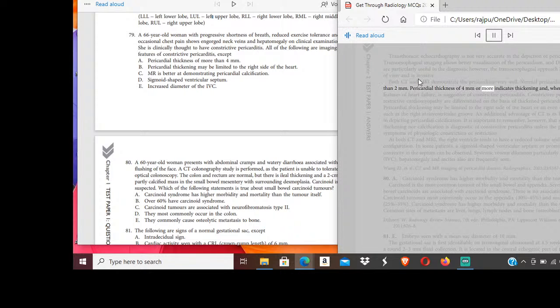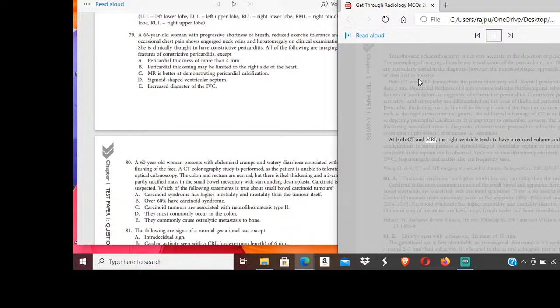Pericardial thickness of 4 mm or more indicates thickening, and, when accompanied by features of heart failure, is suggestive of constrictive pericarditis. Constrictive pericarditis and restrictive cardiomyopathy are differentiated on the basis of thickened pericardium. Pericardial thickening may be limited to the right side of the heart, or an even smaller area, such as the right atrioventricular groove. An additional advantage of CT is its high sensitivity in depicting pericardial calcification. It is important to remember, however, that neither pericardial thickening nor calcification is diagnostic of constrictive pericarditis unless the patient also has symptoms of physiologic constriction or restriction.